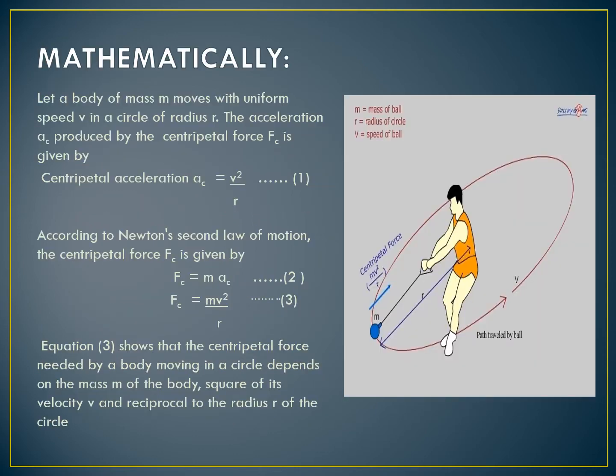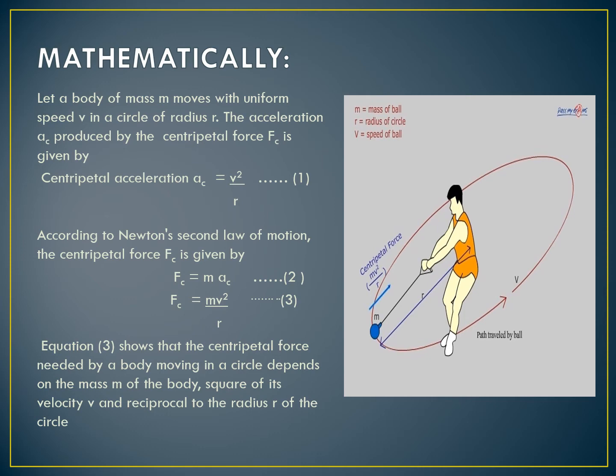For the mathematical derivation of centripetal force, consider a body of mass m moving with uniform speed v in a circle of radius r as shown in the figure. Then as the body is moving along a circle, it means its velocity is changing at every point, so it has acceleration which is called centripetal acceleration and is produced by the centripetal force. The value of this centripetal acceleration is ac equal to v squared divided by r.